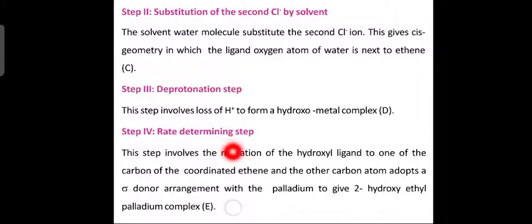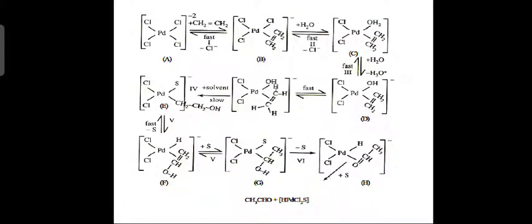Step 4 is called the rate determining step. This step involves the migration of hydroxyl ligand to one of the carbons of the coordinated ethene, and the other carbon atom adopts a sigma donor arrangement with the palladium to give 1-hydroxy ethyl palladium complex. It is not 2-hydroxy, it is 1-hydroxy ethyl palladium complex E. So, the diagrammatic representation of the mechanism is written here.